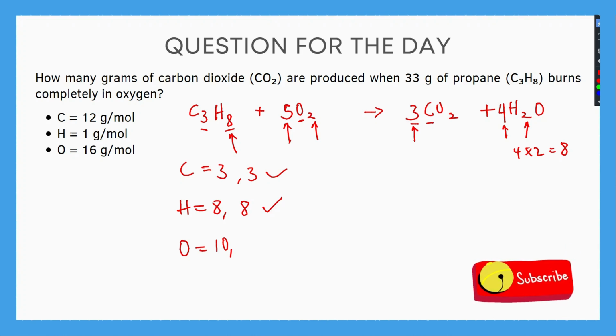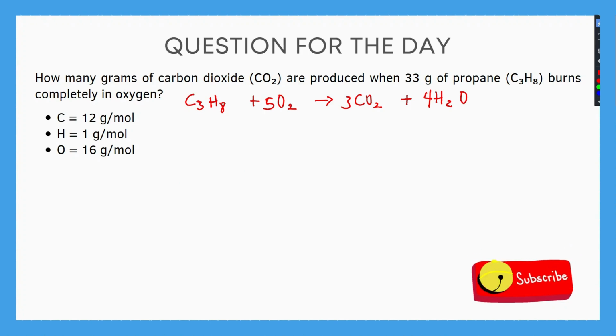For the right-hand side, we have 3 multiplied by 2, which is 6, and over here we have 4. So 6 plus 4 is 10. We have 10 on both the left and right-hand sides. So the chemical equation is balanced. Now we can go into solving the problem. Let's do that very quickly.